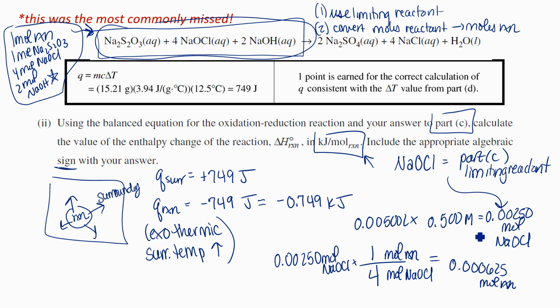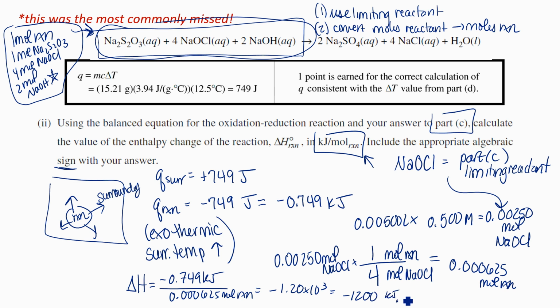So then to find the delta H, I would take my kilojoules value here and divide it by my moles reaction, and then that is going to give me negative 1.20 times 10 to the third, which is 1, 2, 3 kilojoules per mole.